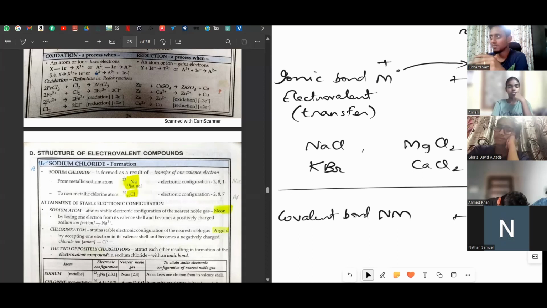They're called van der Waals forces. Yeah, I think it's there in your book. When it comes, we'll see that. Okay. The forces between the covalent compounds are van der Waals forces.